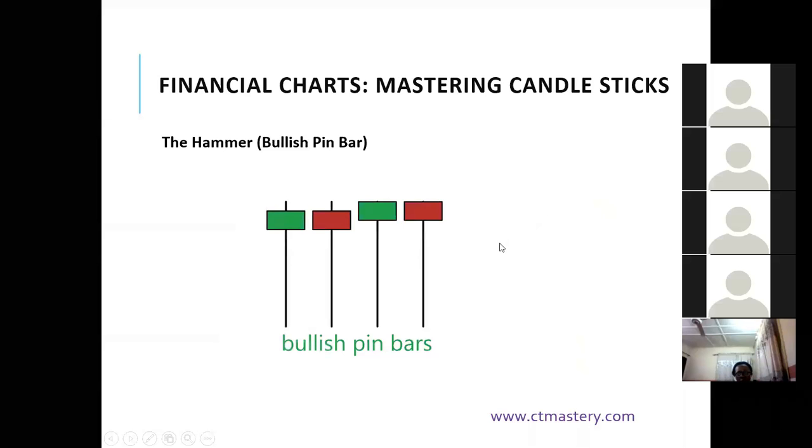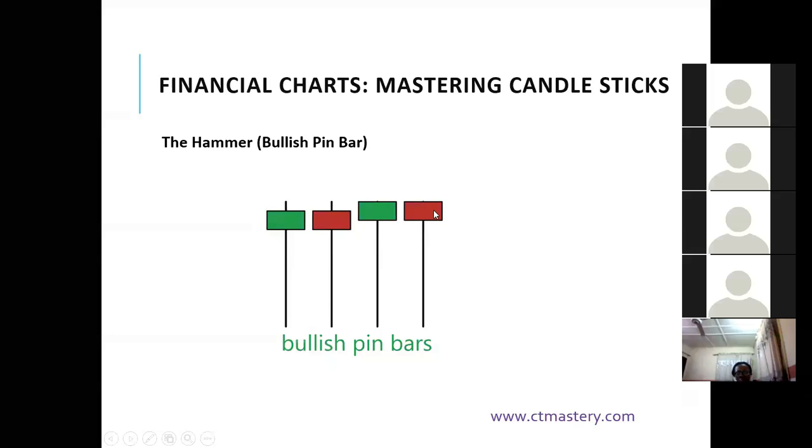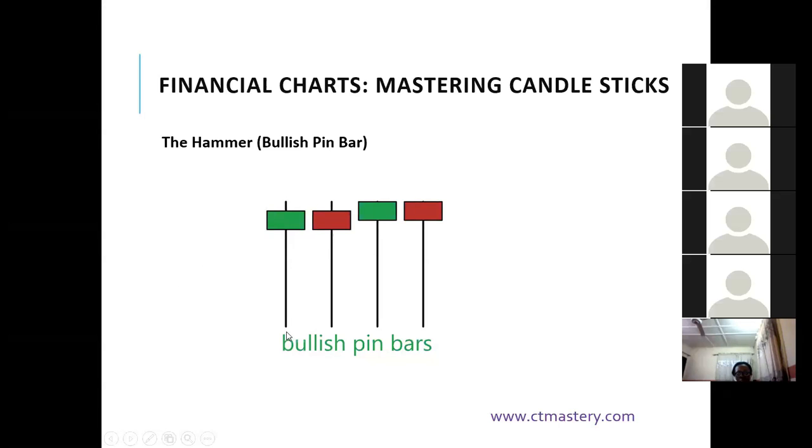You can see the different versions of the hammer. It can have a small upper shadow or no upper shadow. The color here doesn't matter. It can be green, it can be red. So the story the hammer tells is the same thing: the bears came and took the price down, the bulls overpowered them and took the price up to end that period.